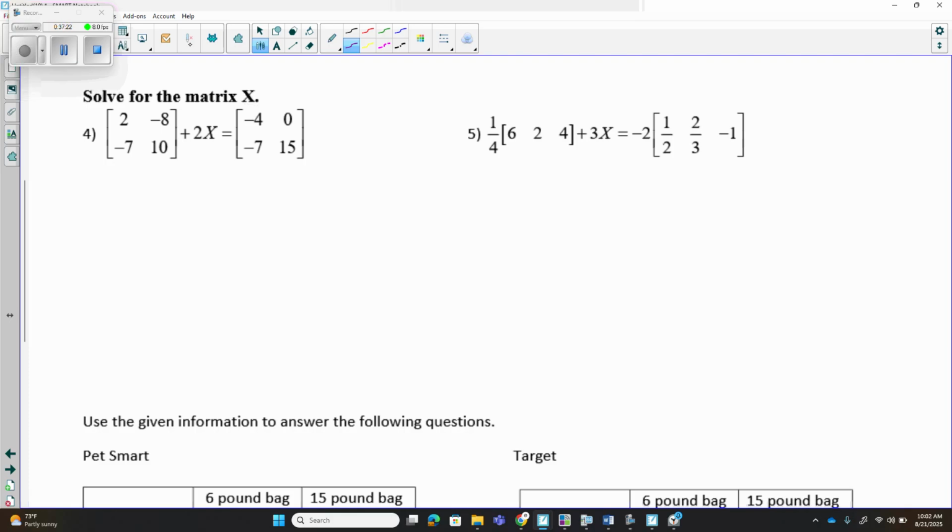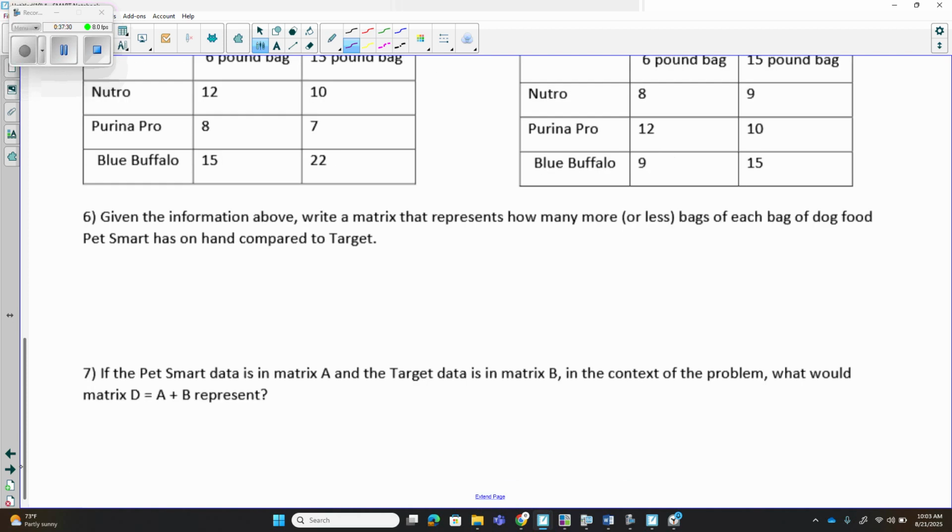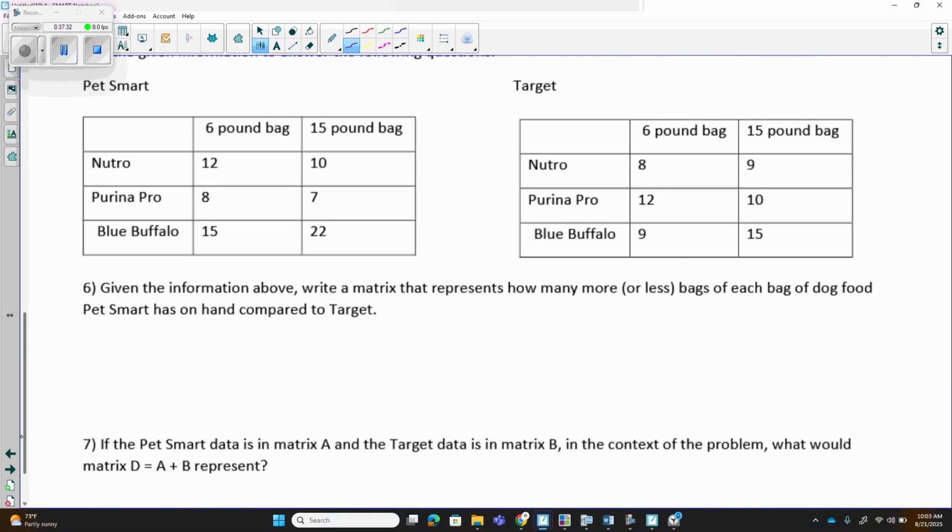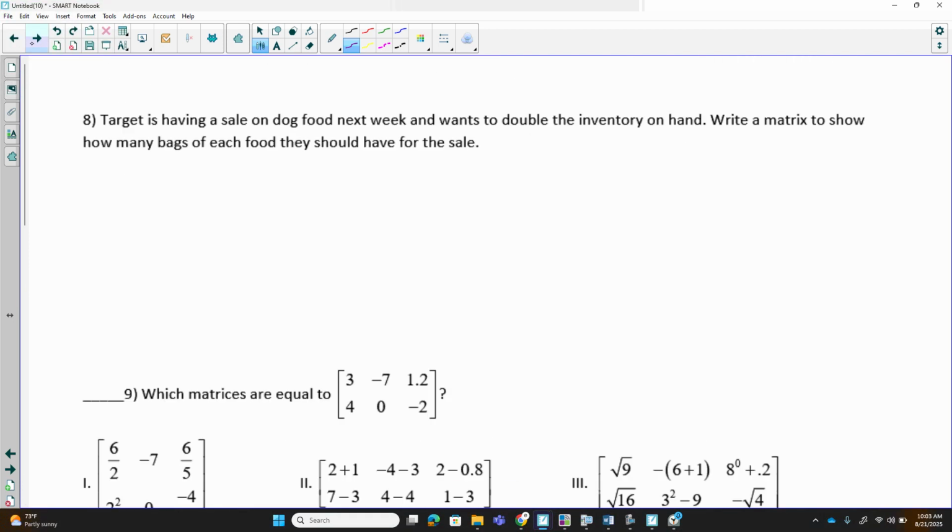We're going to move on to notes and start multiplying matrices. All right. So make sure you practice.